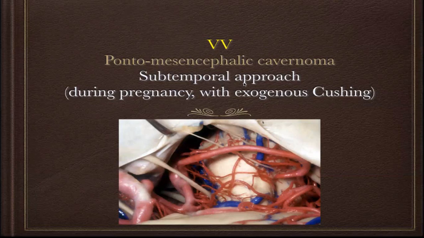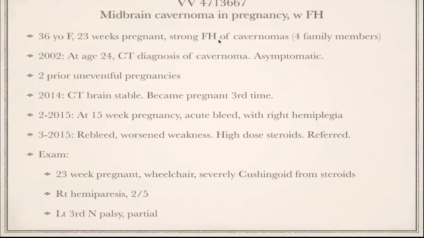Now, the problem with this patient, here is her story. She was 24 weeks pregnant and had been given steroids because I didn't want to operate on her during pregnancy. She became Cushingoid. I'm not going to go over the entire history, but she has a strong family history. She's only 36, with 4 family members affected. She knew about her cavernoma for 16 years or so. It was asymptomatic, but she bled twice during her third pregnancy. Now, when I say now, I mean 2015.